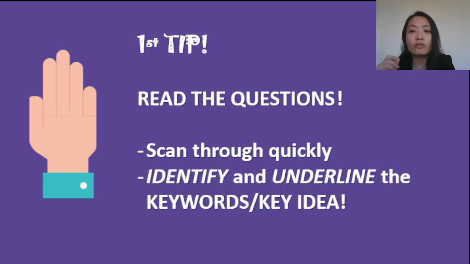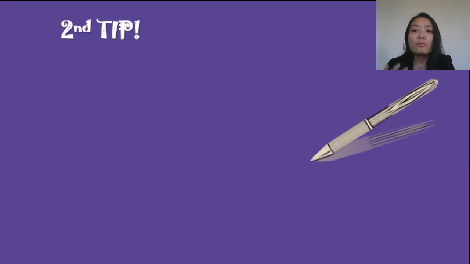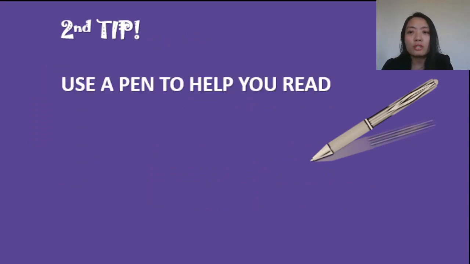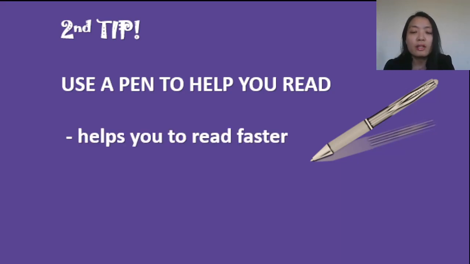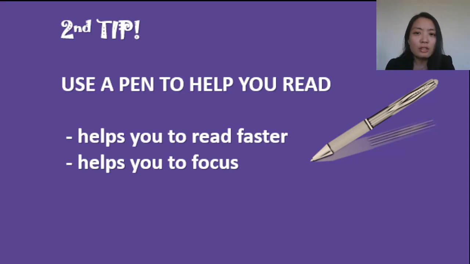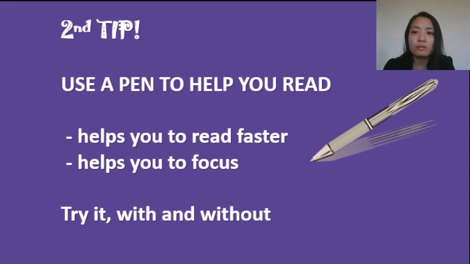And then while you're reading the questions, identify and underline maybe one or two keywords in the question. That's all, just to get an idea. Then moving on to the next tip, after reading the questions, you move to the paragraphs or the text to read. Use a pen to help you to read. This will help you to read faster, and it helps your eyes to focus on the words as well. You don't need to exactly understand every single thing you read. You just read. Try it with and without the pen. See if it helps you or not.